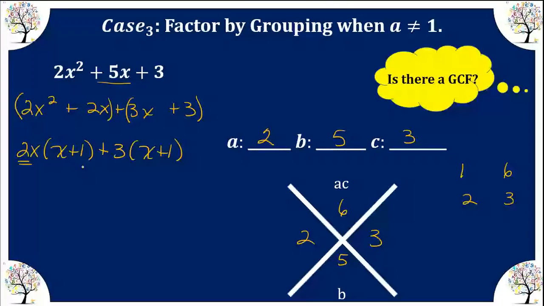Now we're going to write our two factors of our polynomial. One factor is 2x plus 3. The other factor is x plus 1. It is the same process. You're just going to notice that the GCF in our first binomial is not going to be just an x.